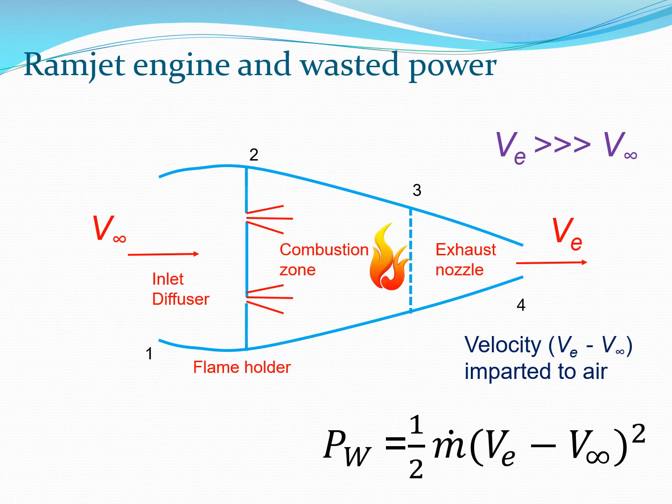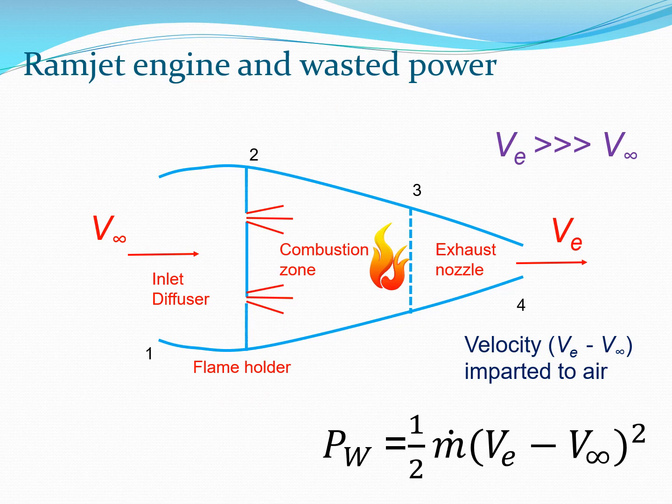Now, of course, we go to the other extreme, which is the ramjet. The ramjet completely depends on a very high exhaust velocity. So a lot of this velocity is going to be imparted to the air, and therefore you have a very large VE minus V infinity term, and therefore a lot of wasted power. Again, the efficiency of the ramjet is going to be pretty low because the exit velocity is much higher than the entering velocity.